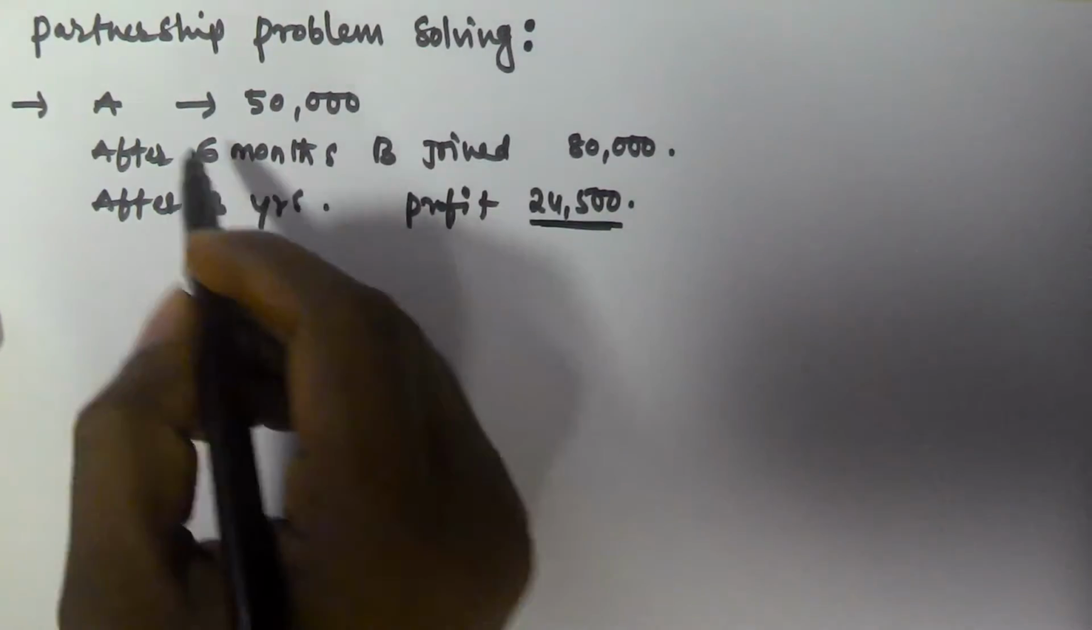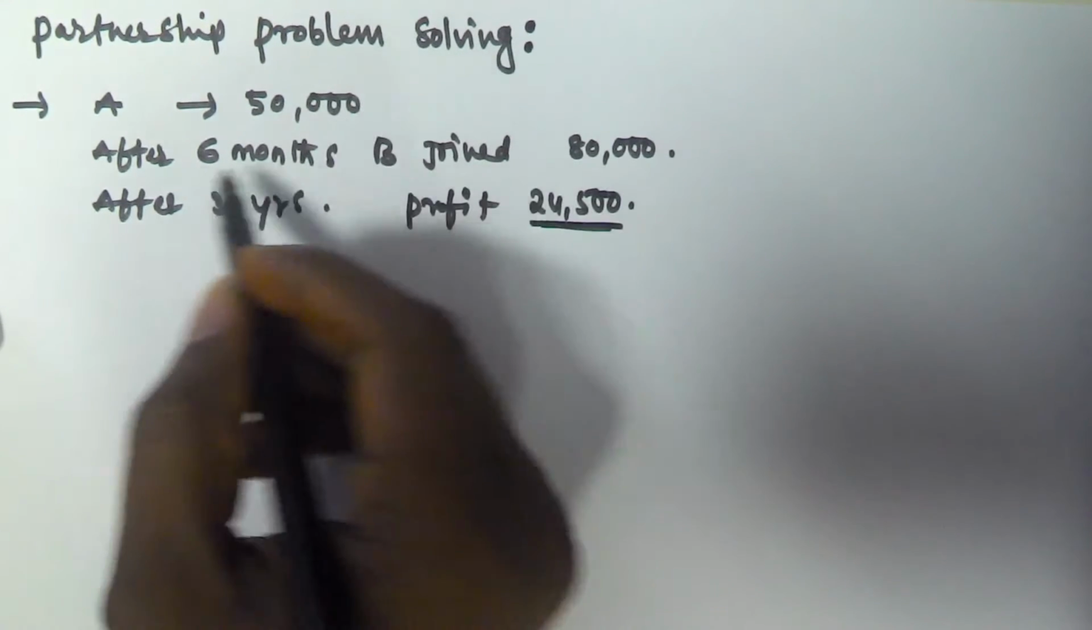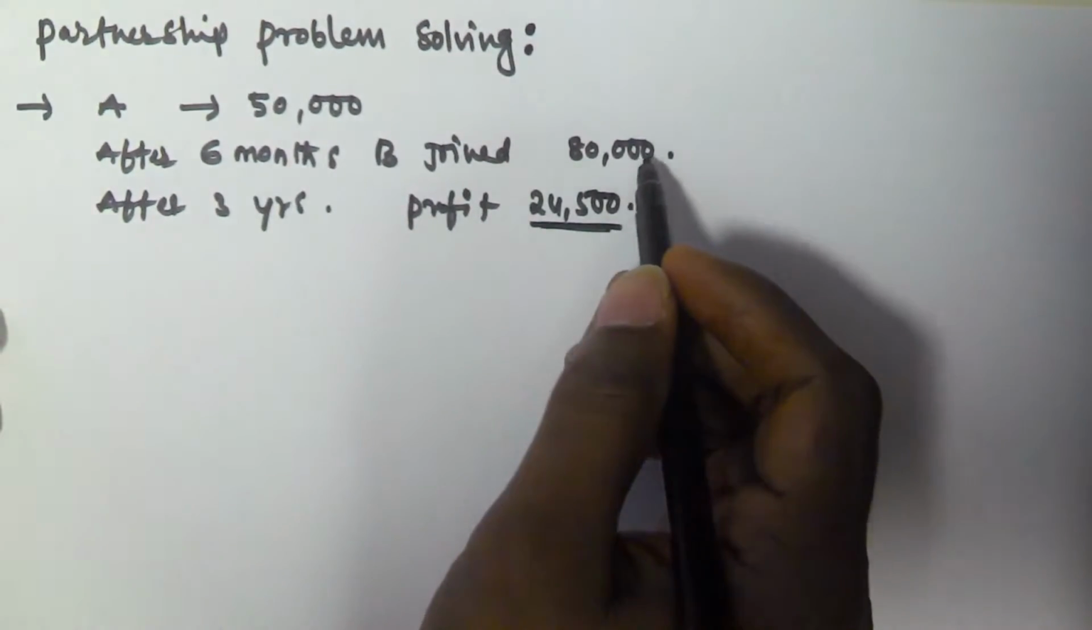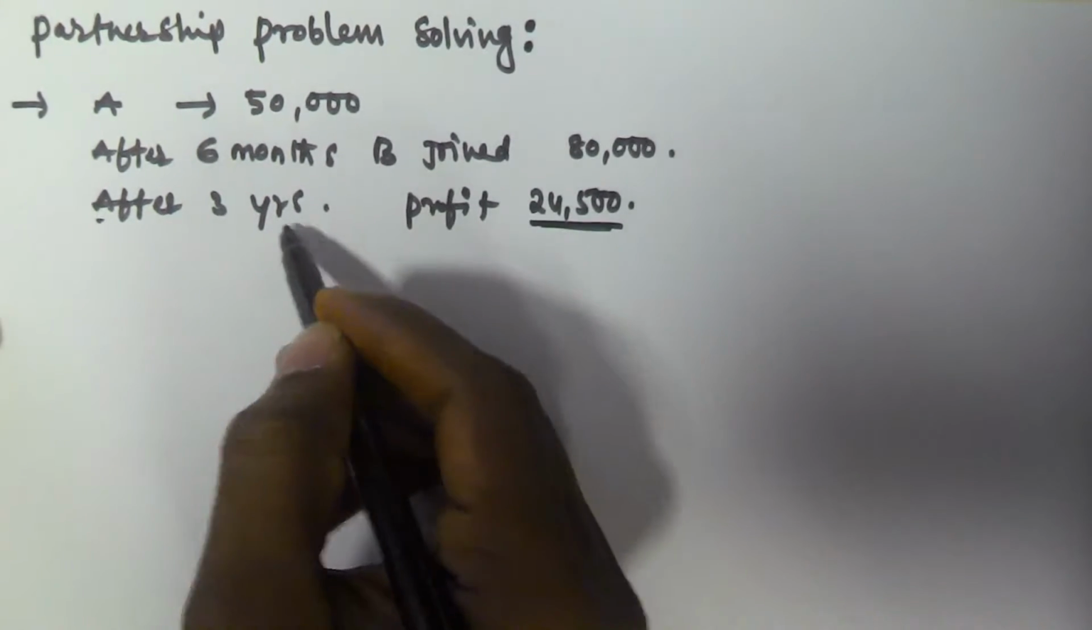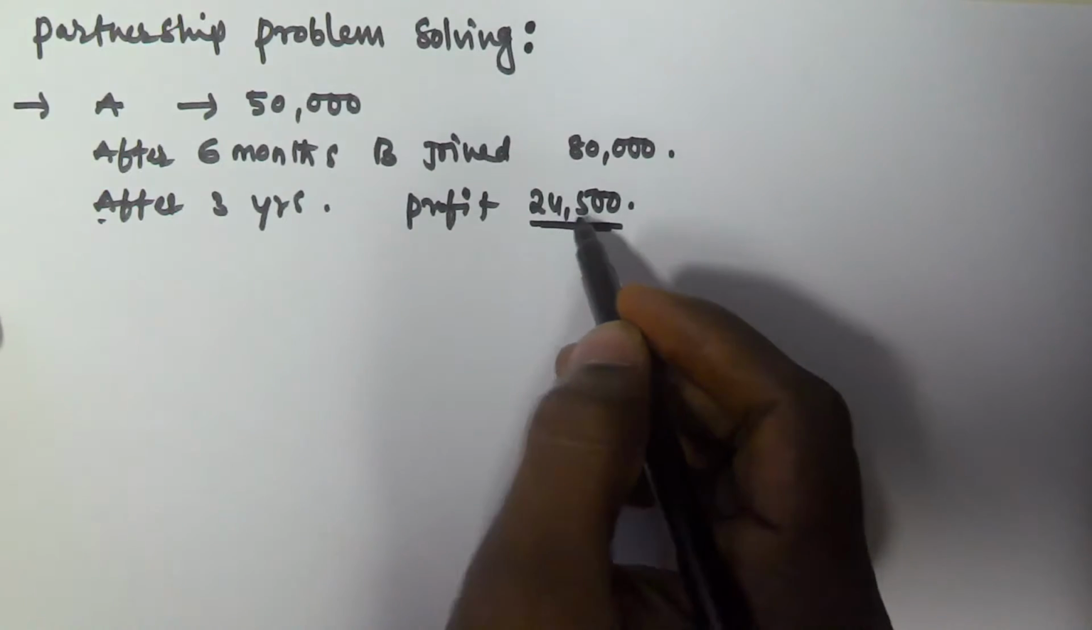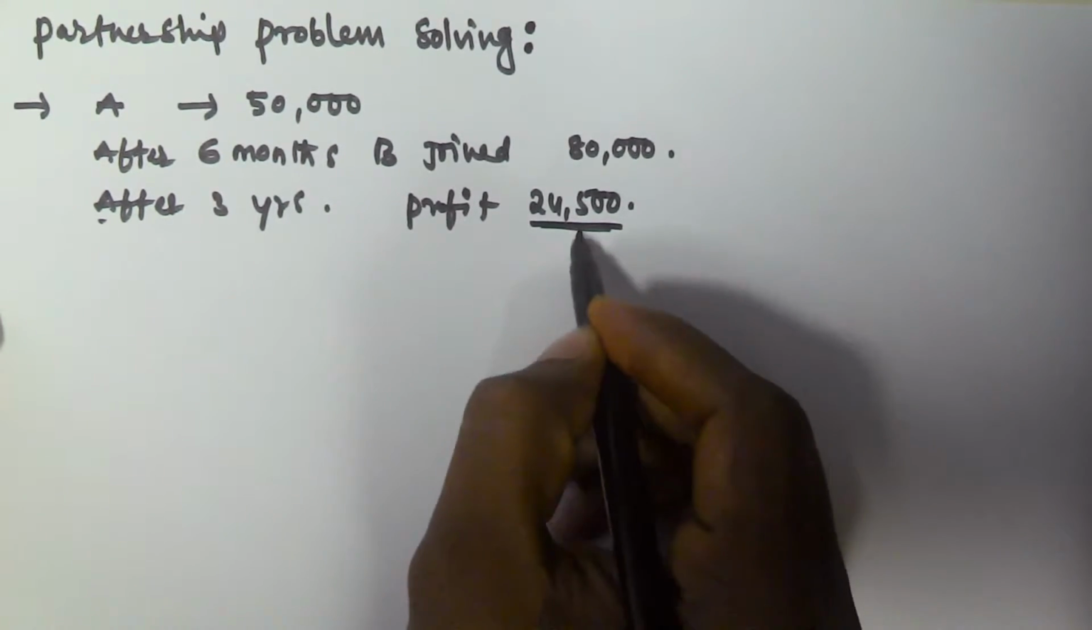So the question is, A started a business by investing 50,000 rupees. After 6 months, B joined him with the capital of 80,000 rupees. After 3 years, they got the profit of 24,500. So we have to find the share of A and B in this profit.